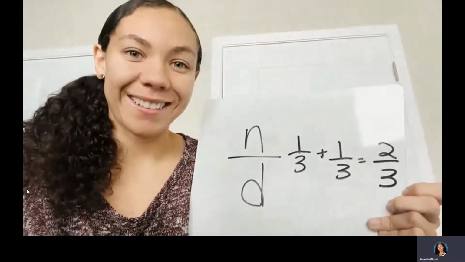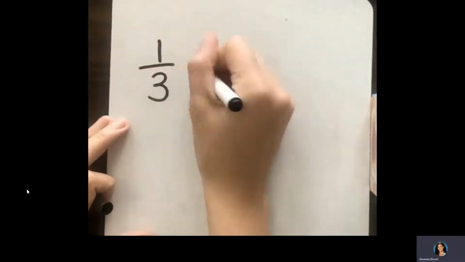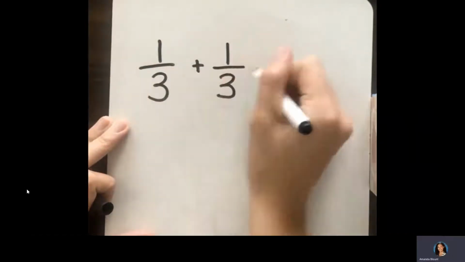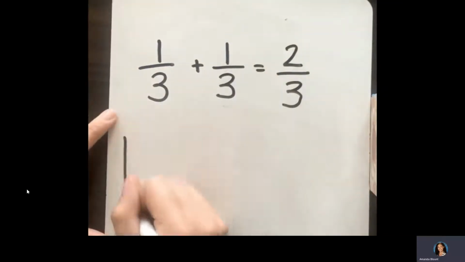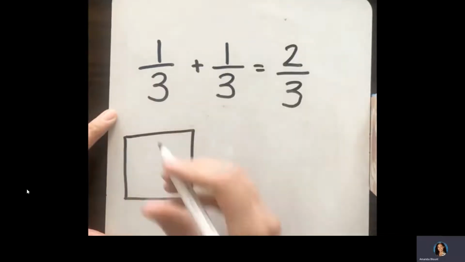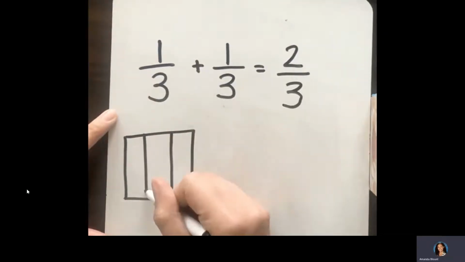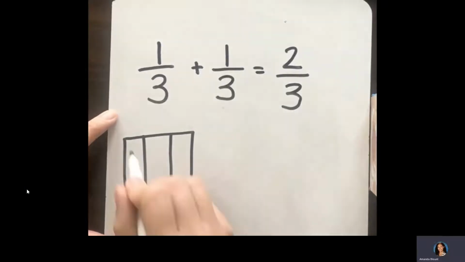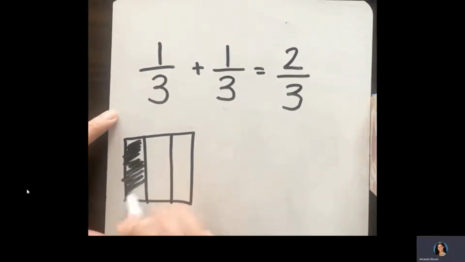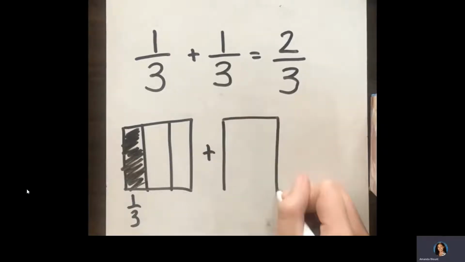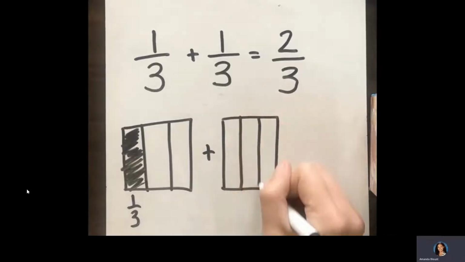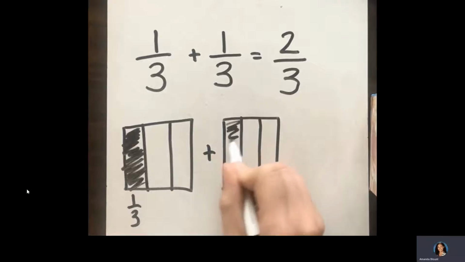Let me show you a picture next. I'm going to draw a picture to show 1/3. So I'm going to make me a square divided into 3 equal parts. I'm going to shade 1/3. Okay. I'm going to make another square divided into thirds and shade 1/3.